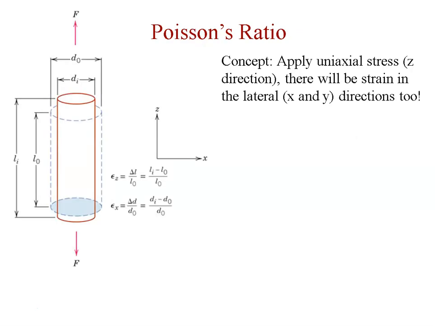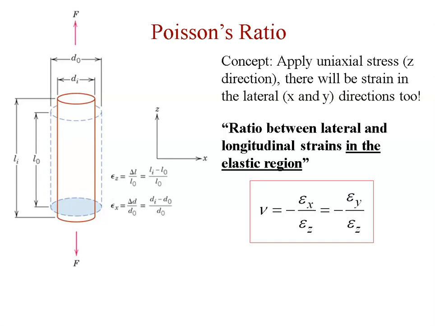Take a look at the picture and maybe stretch a rubber band back and forth in your hand as you look at this slide. The concept is that if you apply some kind of tensile force and you stretch the material in the z direction, the material will also change shape in the lateral directions in x and y. Therefore we define Poisson's ratio as the ratio between the lateral and longitudinal strains in the elastic region. That is, when you let go, the material springs back to the way it was originally.